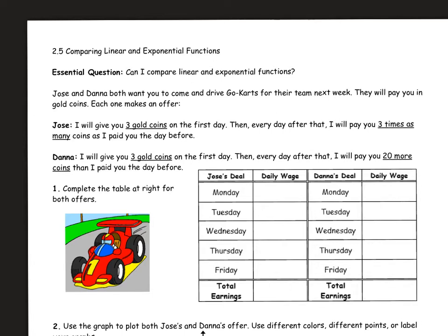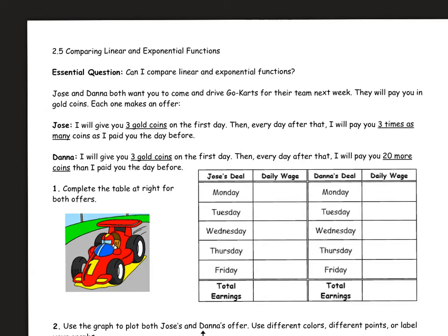So our problem says this: Jose and Donna both want you to come and drive go-karts for their team next week. They will pay you in gold coins. Each one makes an offer. Jose's offer is, I will give you 3 gold coins on the first day. Then every day after, I will pay you 3 times as many gold coins as I paid the day before. Donna's offer says, I will give you 3 gold coins on the first day, and then every day after, I will pay you 20 more coins than I paid you the day before.